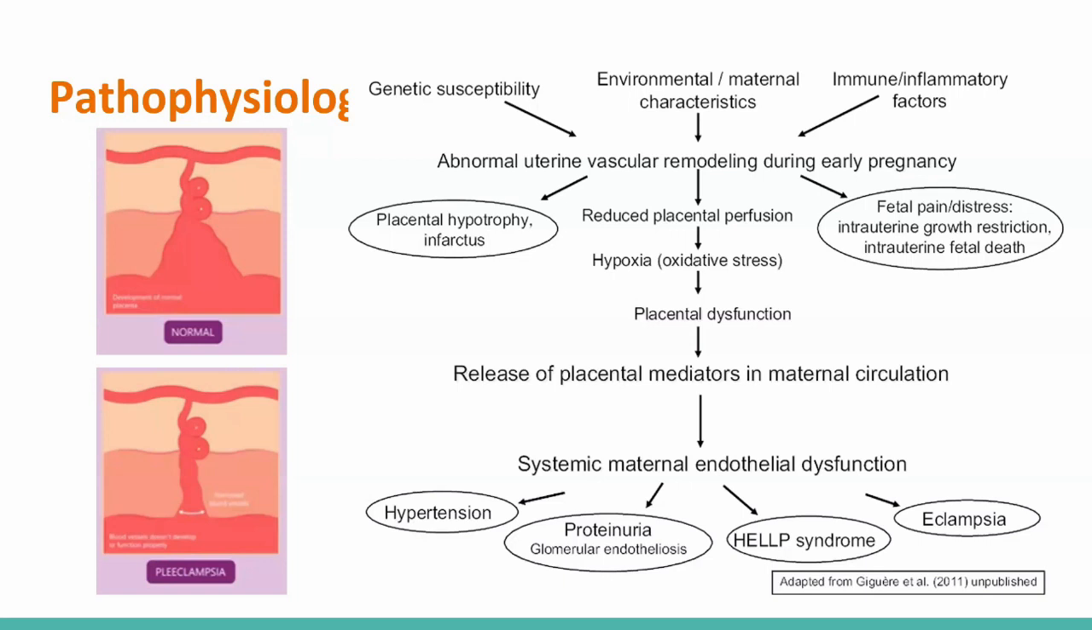What happens is, instead of the normal vascular remodeling that allows for good blood flow and perfusion to the placenta, we get spasming of these vessels that result in placental hypoperfusion and hypoxia, resulting in placental dysfunction and the release of anti-angiogenic factors from the placenta into the maternal circulation. This results in widespread endothelial damage and dysfunction, resulting in hypertension, proteinuria, HELLP syndrome, as well as eclampsia.